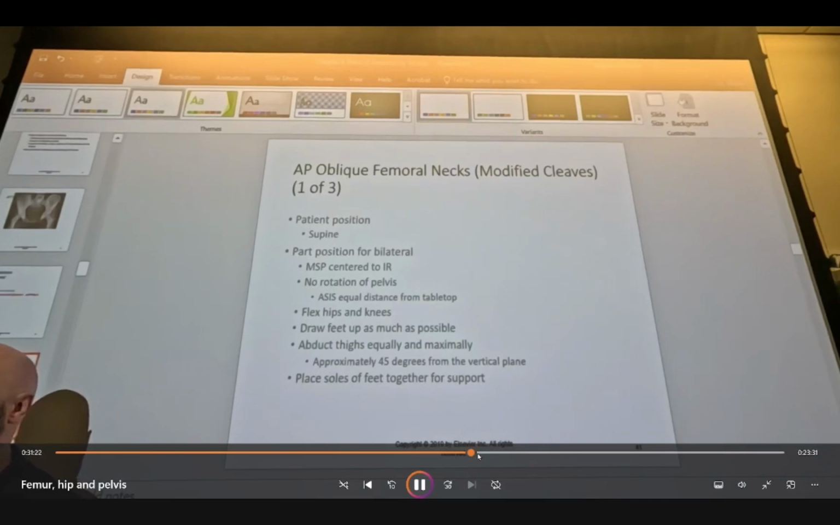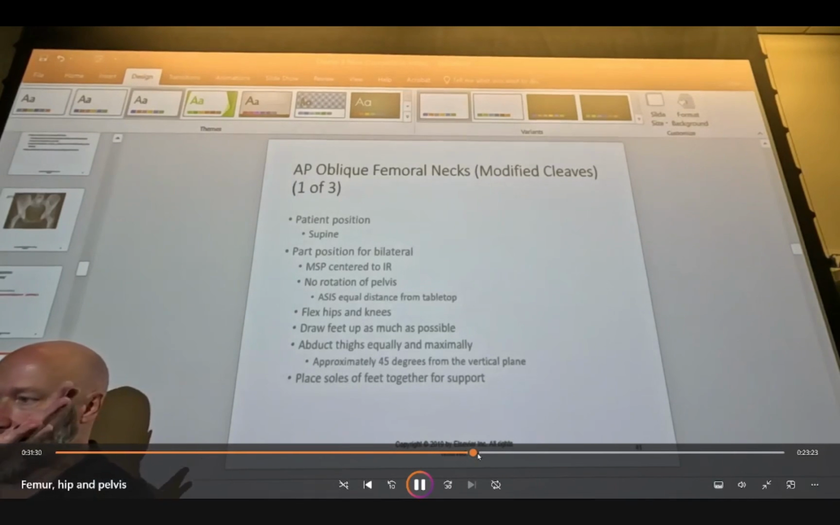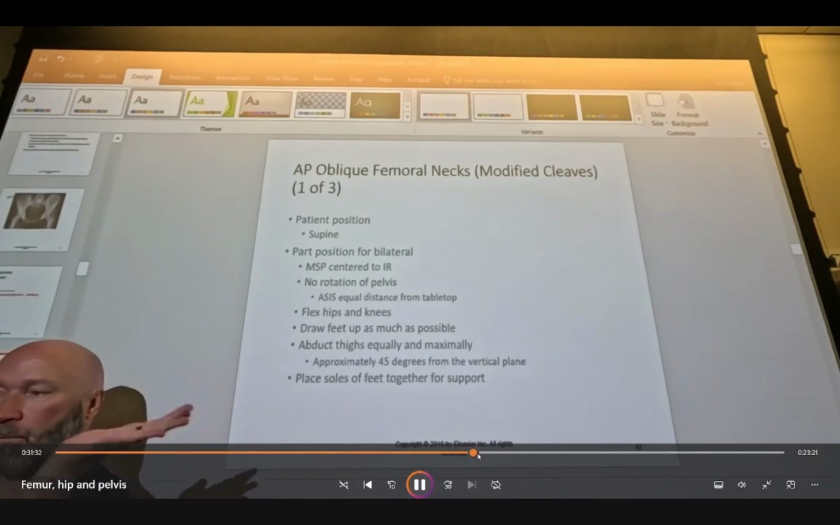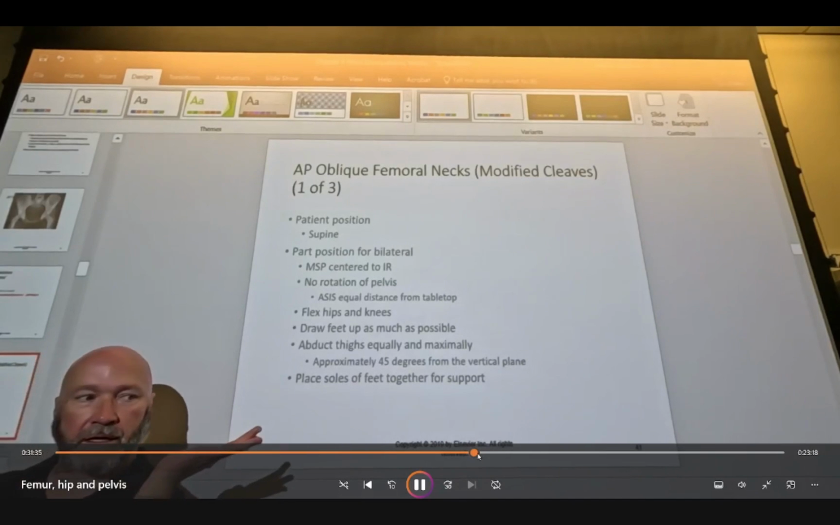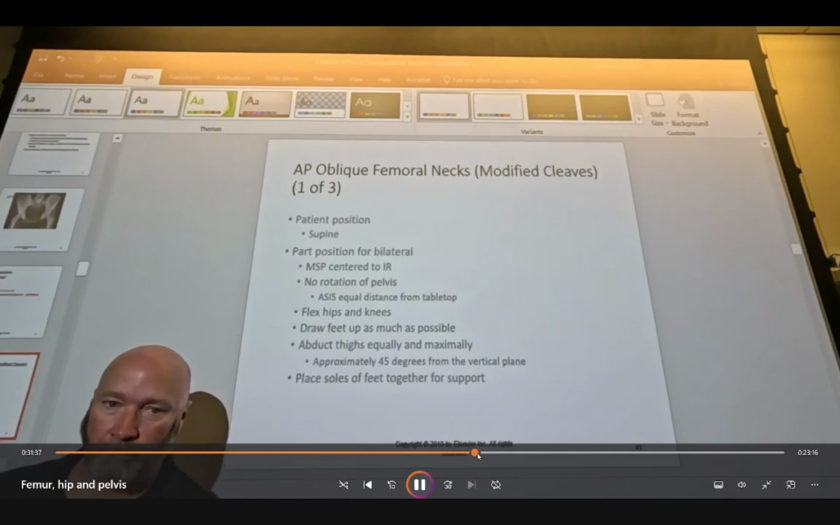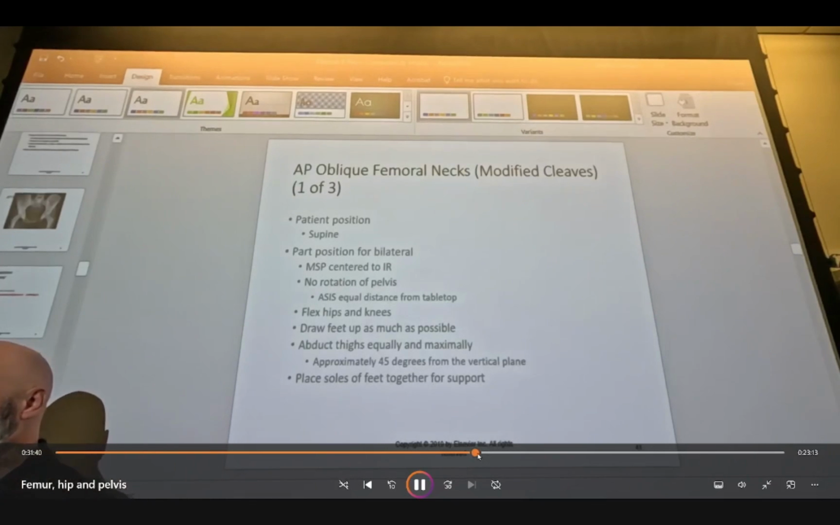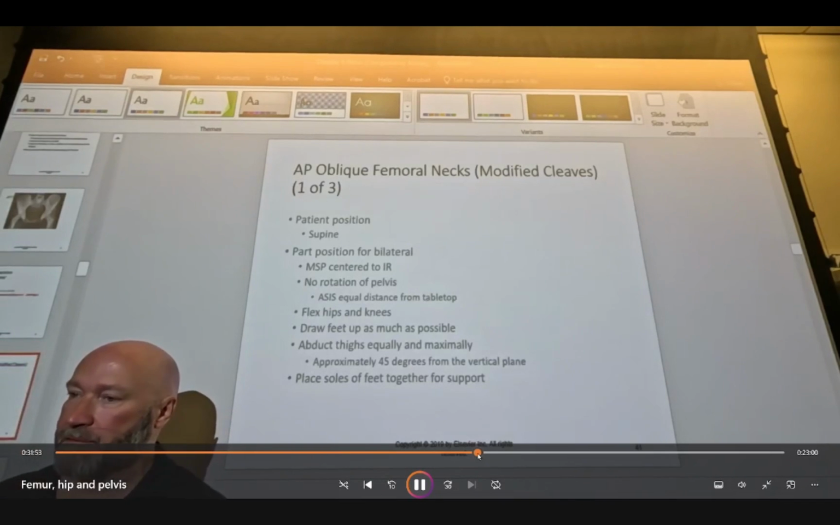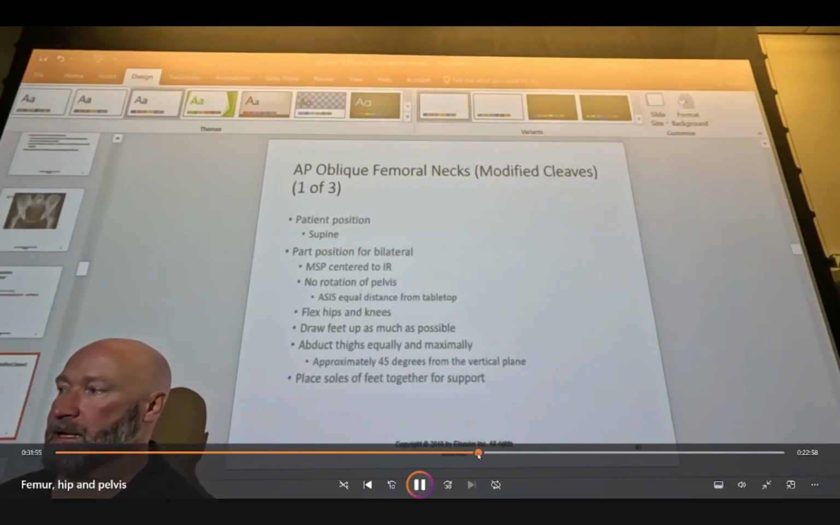Or if you're doing bilateral, what you're going to do is bend both knees up 45 degrees. You're going to put their feet together and then externally rotate both of them in position, kind of like a low pelvis. So in this case, what we want is not necessarily the top of the iliac crest, but we want to see as much of the proximal femurs as possible. So modified Cleaves would be, again, your frog leg. Bend the patient's knees, externally rotate both if it's truly a Cleaves. If it is a unilateral frog leg, then obviously it's just going to be one side, and you can rotate the patient slightly towards that side.